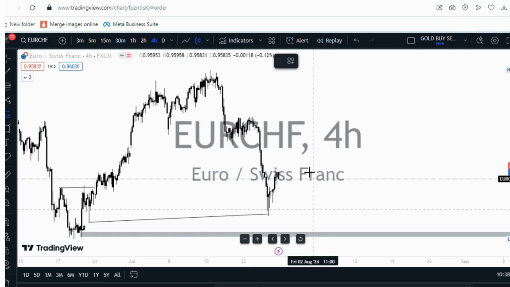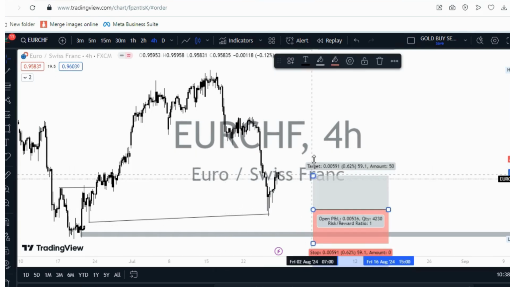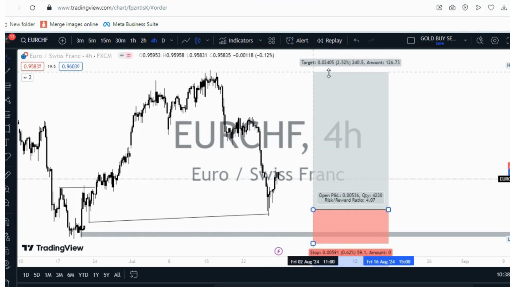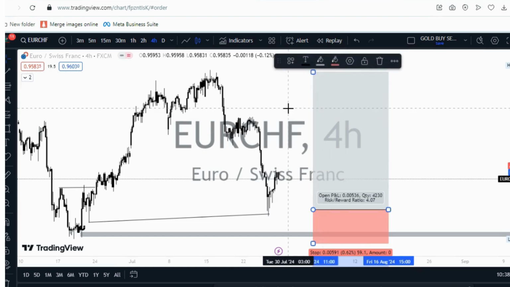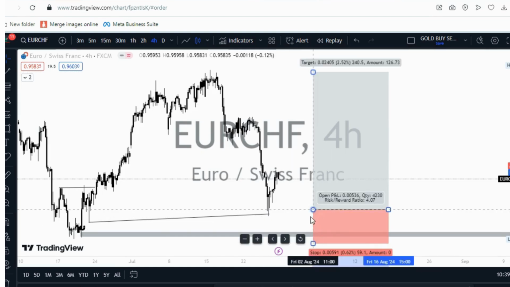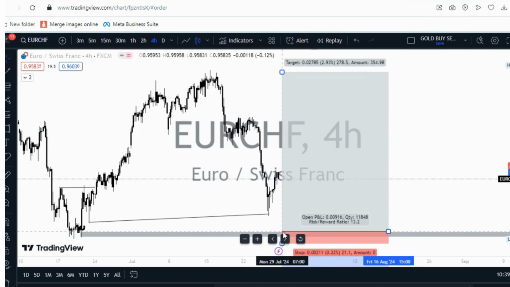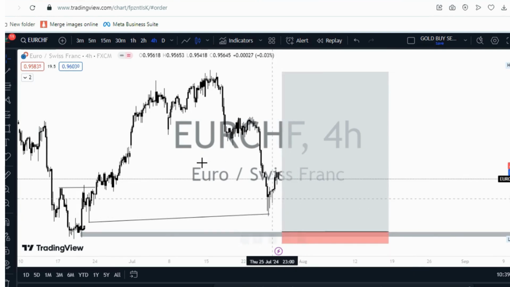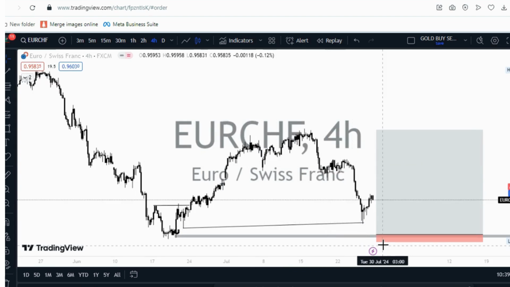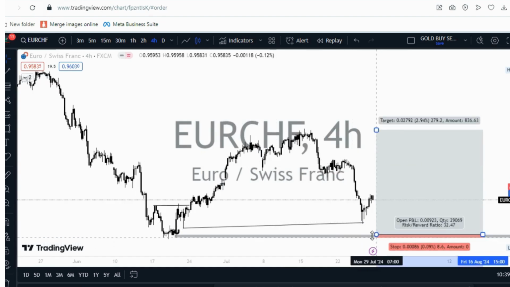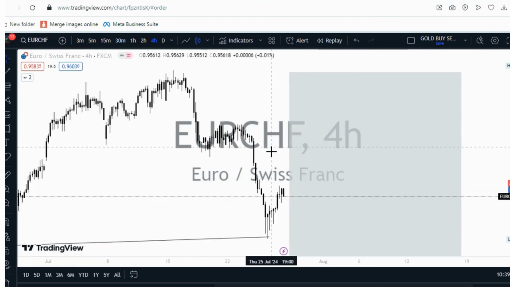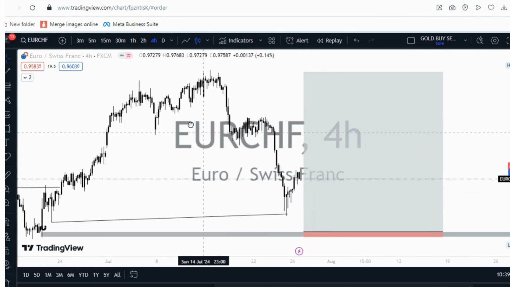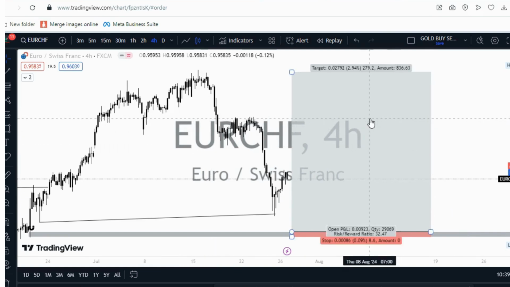So I'm going to target these highs right here. That high, about 250 pips, 240 pips, and then my stop loss is just going to be about 9 pips. And now wait for the risk reward ratio. The risk reward ratio is monstrous. It's big. 32 risk reward ratio. That's what I'm talking about.